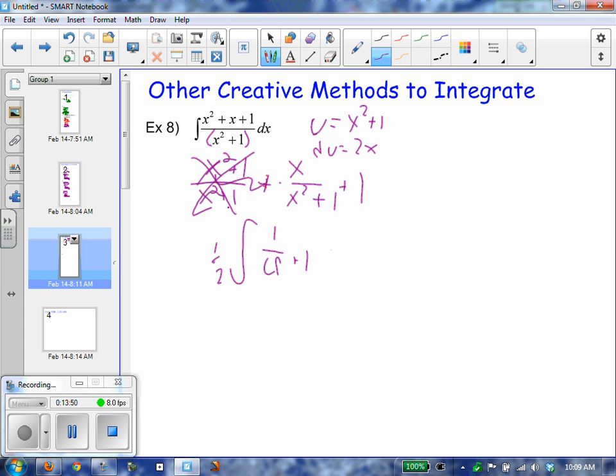And now you can break it up so that they all get their own integrals, and the integral of 1 is something. Wow, my fingers are too fat.